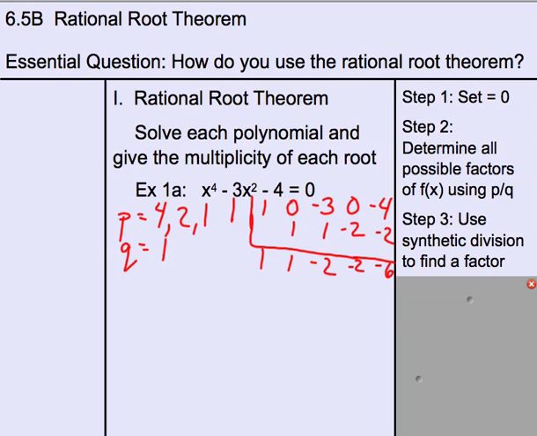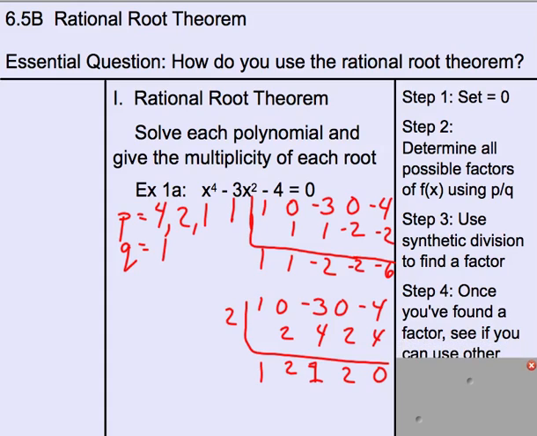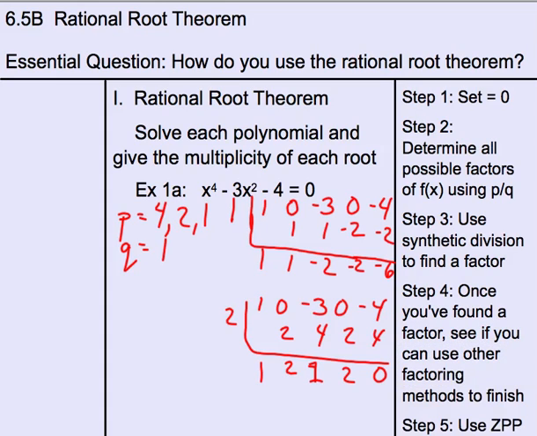Now I'm way off, so I'm guessing negative 1 isn't going to help. So I'm going to try 2. Now especially if you're doing this in Notability, you could just erase and start over. Bring down the 1, multiply, and so on. Add and multiply, that would be a positive 1. All right, so this time I did get 0, which means that x minus 2, remember the opposite, is a factor. So once you've found a factor, see if you can use other factoring methods to finish.